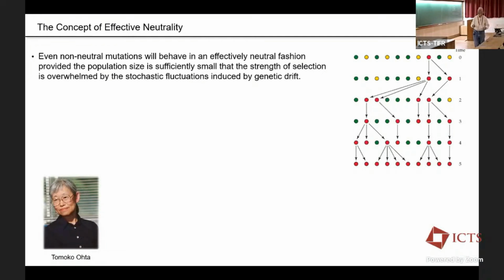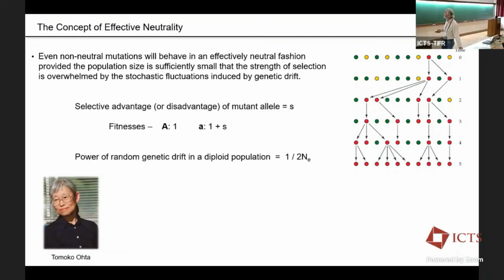And Tomoko Ohta was one of the first people to point this out. And so this means that even mutations that are truly non-neutral will act as though they're neutral in certain kinds of situations if the effective population size is sufficiently small. And so we're going to be thinking about genes and mutant alleles moving through populations like that red ball up there, that's a new mutation that happened to eventually go to fixation by some mechanism, either pure drift or selection.